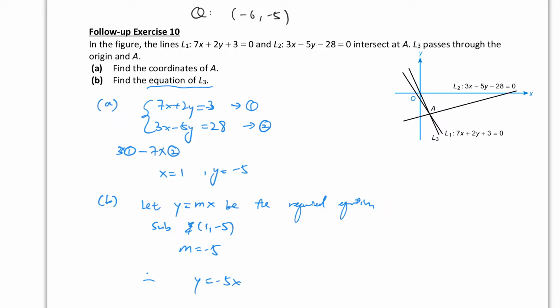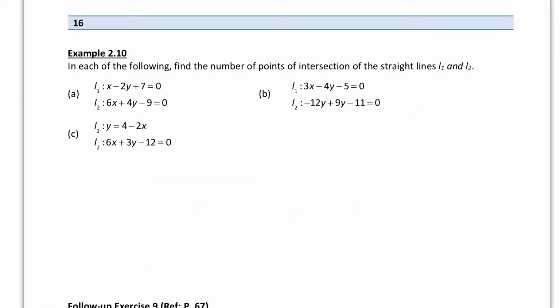What I want to emphasize in this subtopic, maybe some of you will ask, this is some content in junior form. Yes, exactly. In general, if we have two straight lines, they will have one intersection point, but sometimes they do not have. How to determine? It just depends on the slope of these two straight lines. If the slopes of L1 and L2 are not equal, that means they are not parallel. They must have one intersection point.